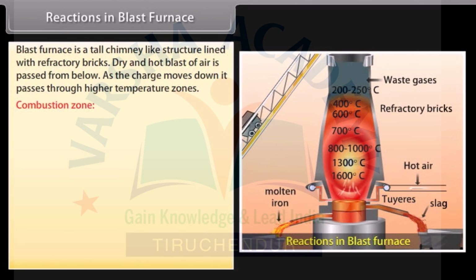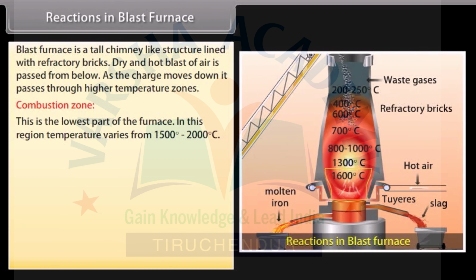Combustion zone. This is the lowest part of the furnace. Here, coke burns in the hot blast of air. In this region, temperature varies from 1500 degrees to 2000 degrees Celsius. Carbon dioxide rises upwards and meets with red-hot coke.